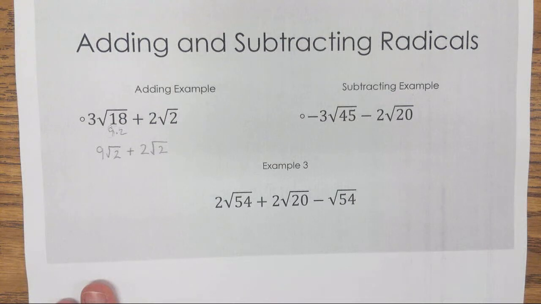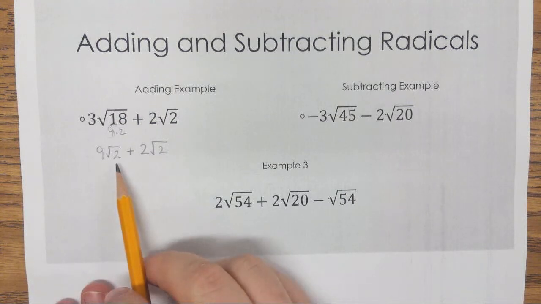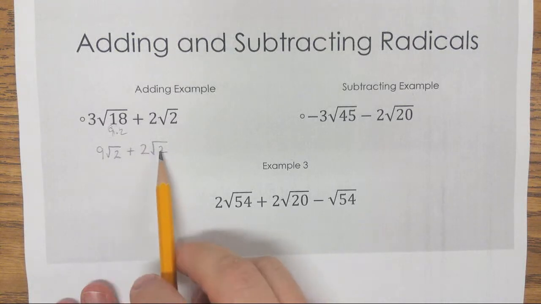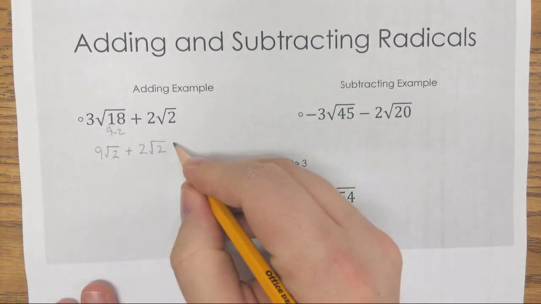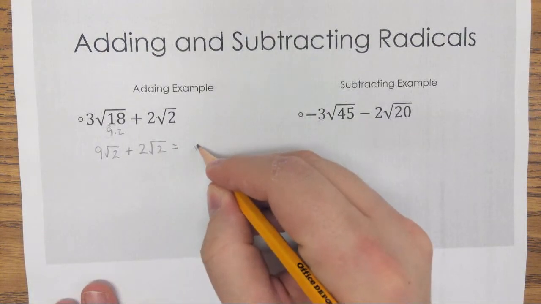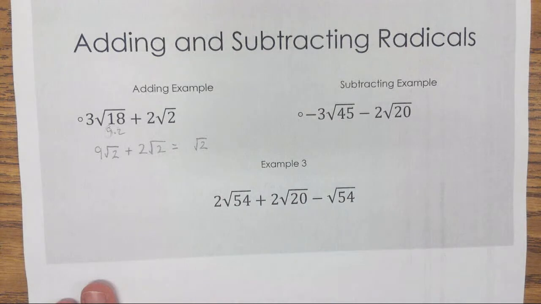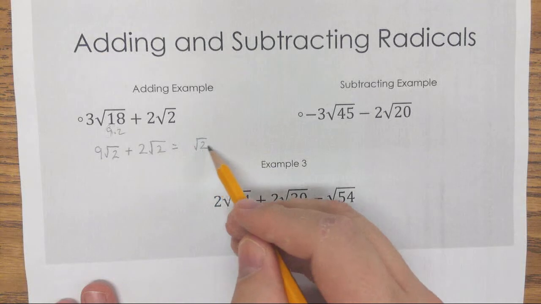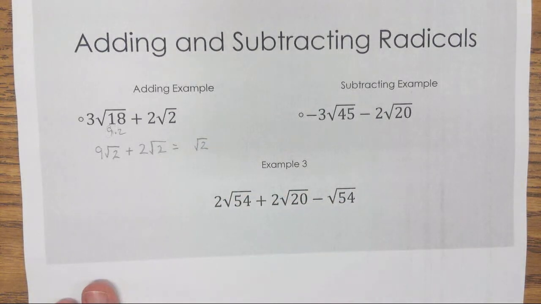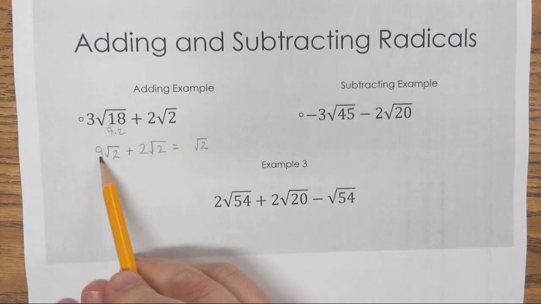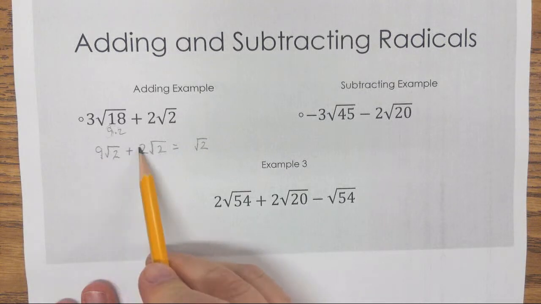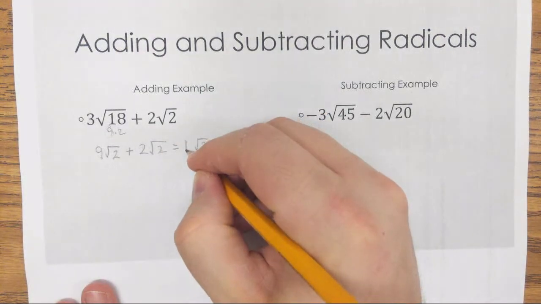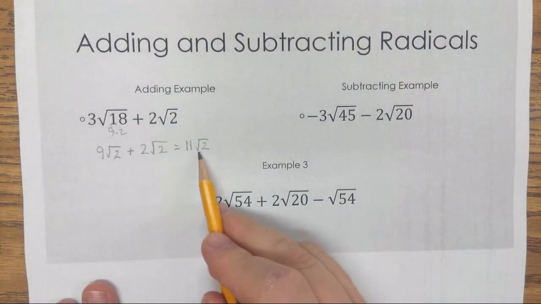Remember, our last step is to do the addition with the ones that have radicands that match. We can see this radicand is 2, and this radicand is 2. So my final answer is going to have a radicand of 2 in it. I'm not adding or multiplying these underneath, I'm just copying that radicand over. Then I'm adding the numbers in front of that. So 9 plus 2 is 11. So I have 11 square roots of 2.